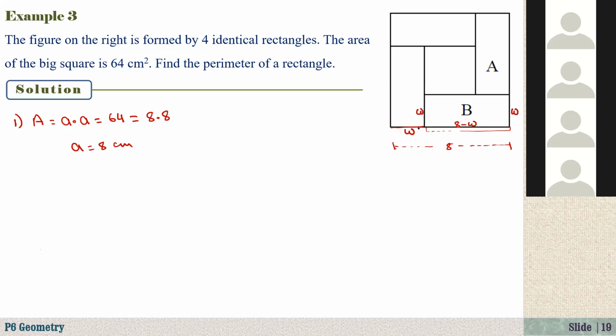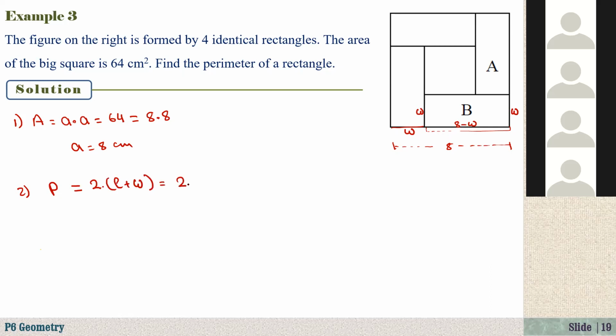It is W. Okay. What is the question here? Find the perimeter of the rectangle. So, the perimeter of the rectangle. How do you find this? If you remember, 2 times length plus W.